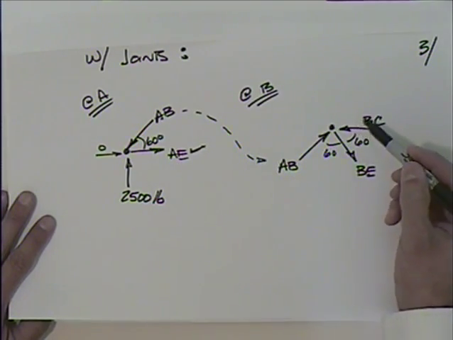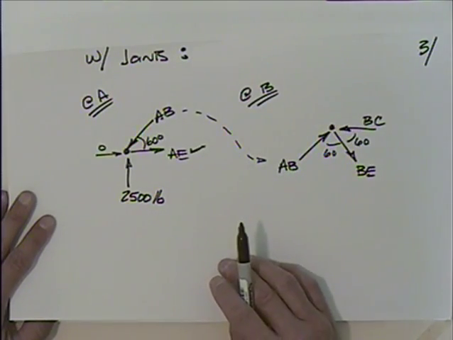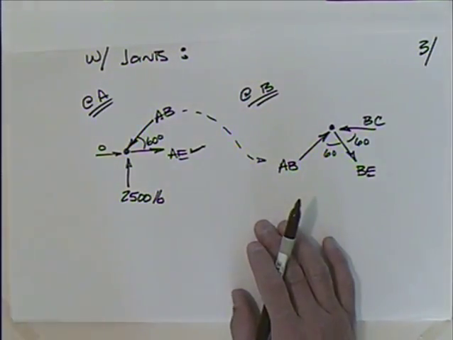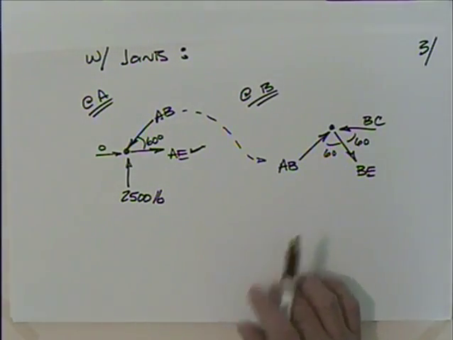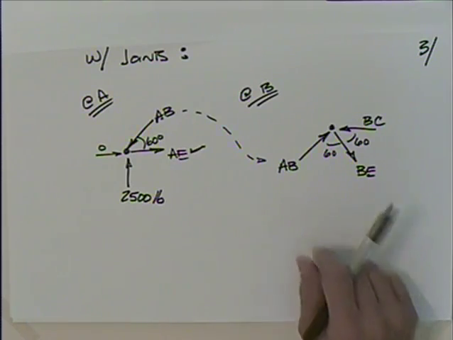Could we have started with B? No. We've got three unknowns. We would have had to have gone back here and done something else. So you could have done this, and maybe some people would be more comfortable doing it with method of joints. I think method of sections is probably a little bit faster, but this would be good practice.